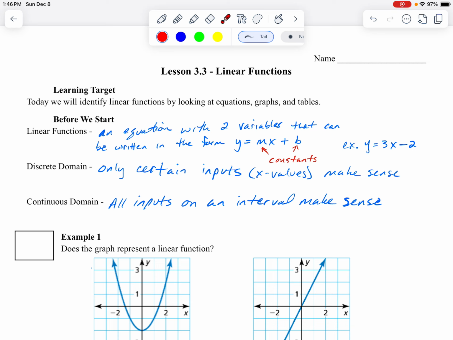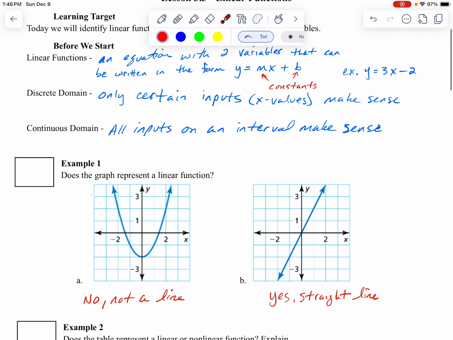For domains, discrete means only certain values make sense, and continuous means all inputs make sense. And again, we'll get into that a little bit more toward the end here.